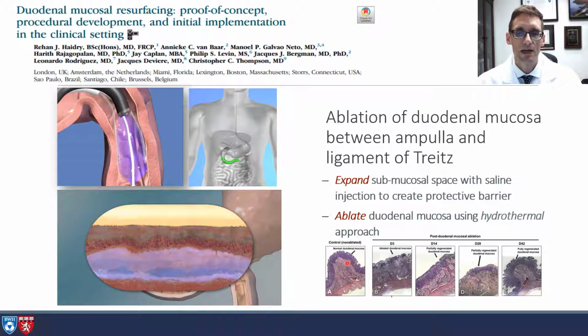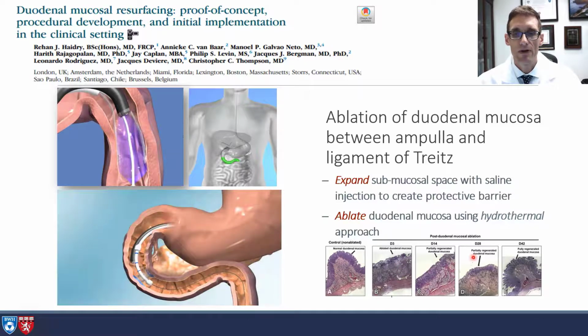And you can see here what the normal duodenum looked like at time 0 in these porcine studies. And then there's a rather thorough ablation that occurred. And then eventually it does come back to look relatively normal again here. But we do believe that this resets the duodenum and it has more durable lasting effects.